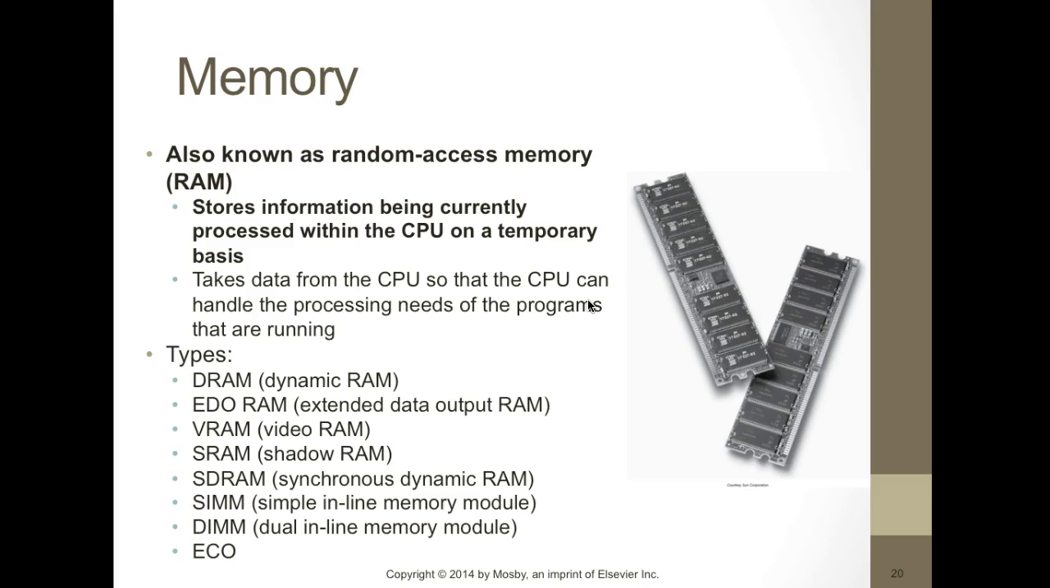So memory, also known as random access memory, RAM, stores information being currently processed within the CPU on a temporary basis. So it takes the data from the CPU so that the CPU can handle the processing needs of the programs that are running. So there's a lot of different types. There's the dynamic RAM, the extended data output RAM, the video RAM, the shadow RAM. If you're really into gaming, you're going to want that VRAM, your video RAM, to make sure that you can play your video games at a high speed and not be bogged down by not having enough memory.